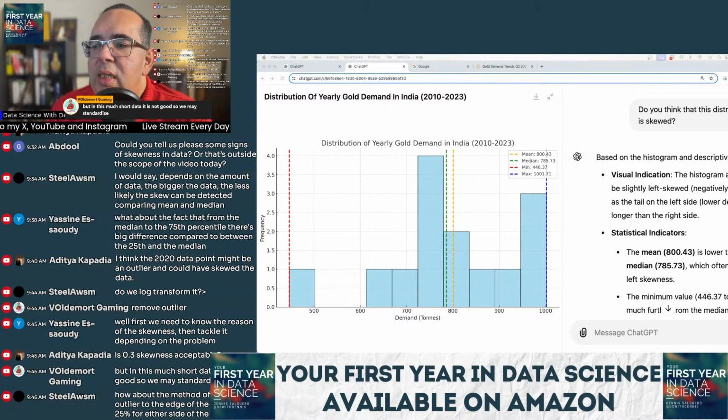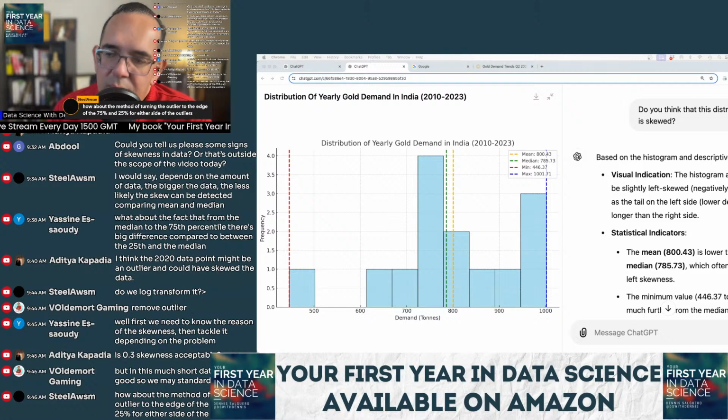But this is much short data and it is not good, so we may standardize. Okay. How about the method of turning the outlier to the edge of the 75% and 25% for either side of the outliers? Yeah. That's another valid approach. Yeah.